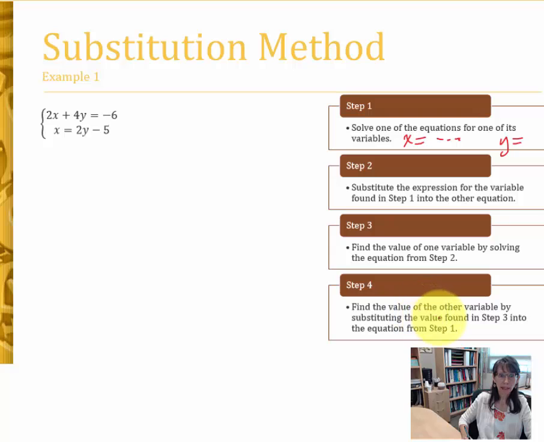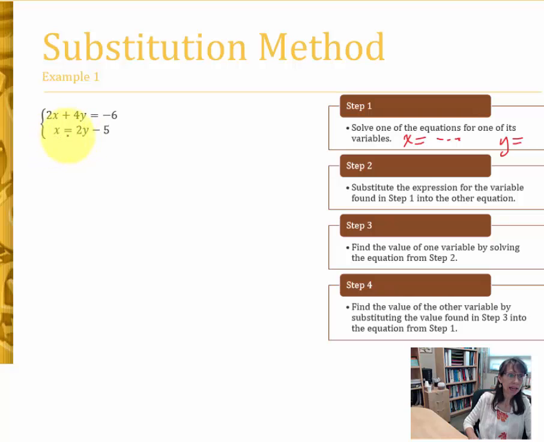Once you find either x or y, you should be able to substitute that numerical value back into one of the equations and get the value of that second variable. Let's see how that'll work. In our first line, 2x plus 4y equals negative 6. So neither x nor y has been solved for. In the second line, x equals 2y minus 5. So here we have x isolated already.